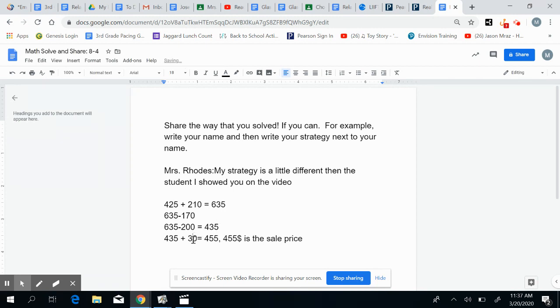Why do I have 20? Nope, even teachers make mistakes. And I did minus 200. So that gave me 435. But I had to add that 30 to make it 465. Okay. So that was one way that I kind of solved it. I subtracted that 200 first, but then got 435 and then added that 30. Okay, that was one way that I solved it mentally.